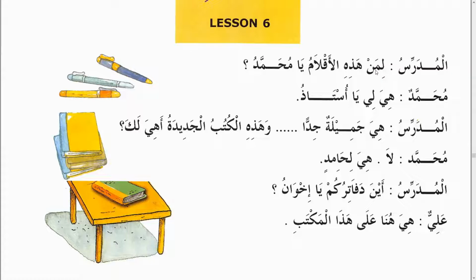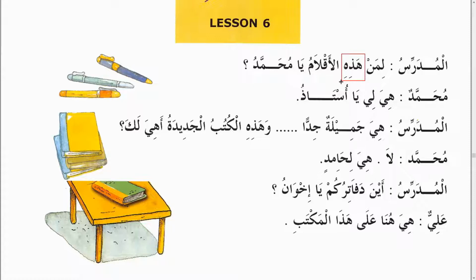So liman, whose? Hadihi. Now we have hadihi. Liman hadihi. We are not saying haulai. But when we translate it back, we will say it as whose are these? Liman haulai. These. I mean liman hadihi al-aqlam. We won't say haulai, because hazihi on its own means this. Haza, its feminine is hazihi.